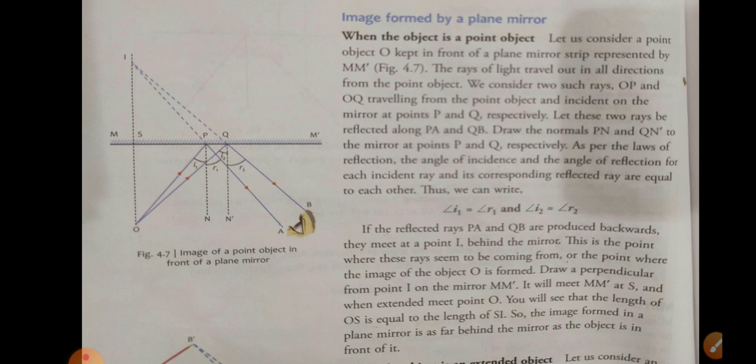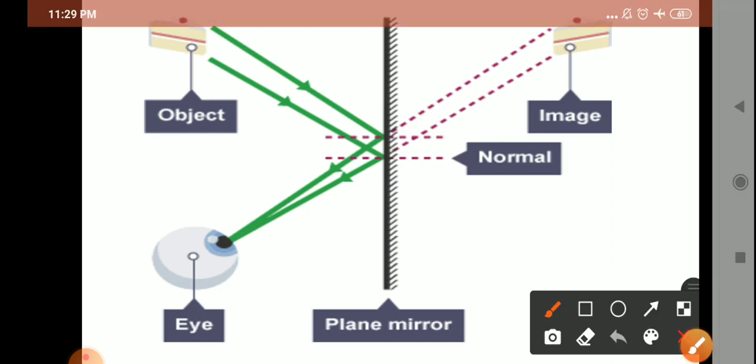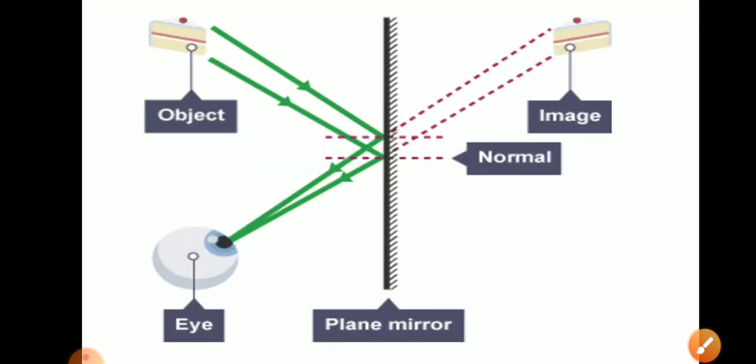So the image formed in the plane mirror is as far behind the mirror as the object is in front of it. So how is the image of a point object formed? I think children it is clear to you. Now you can see here one diagram showing how the image of the point object is formed. Yes, you can see here. Suppose this is the observer, the eye is shown, it is the human eye.